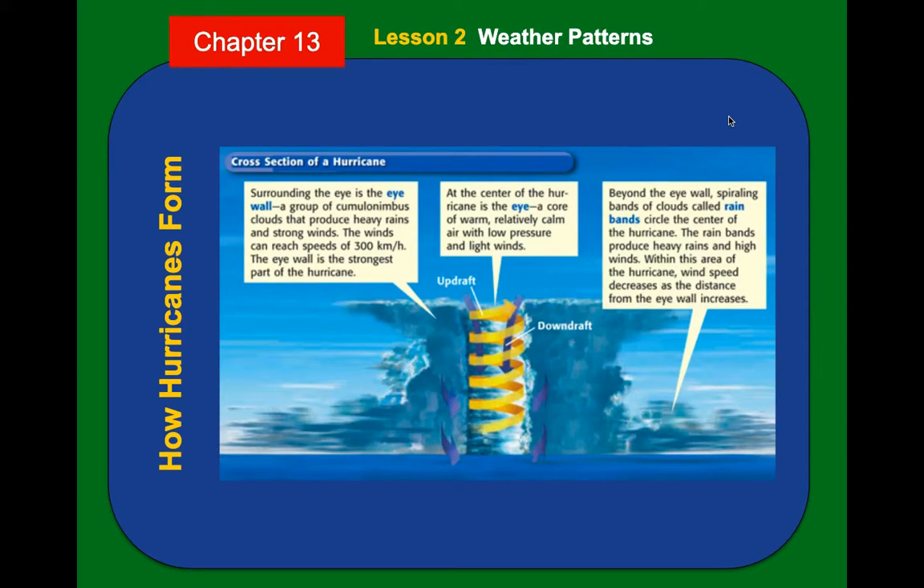Below the eye wall, spiraling bands of cloud called rain bands circle the outside. The rain bands produce heavy rains and high winds. Within the area of the hurricane, wind speeds decrease as the distance from the eye wall increases. So the farther out you get, the lighter the winds are going to be.